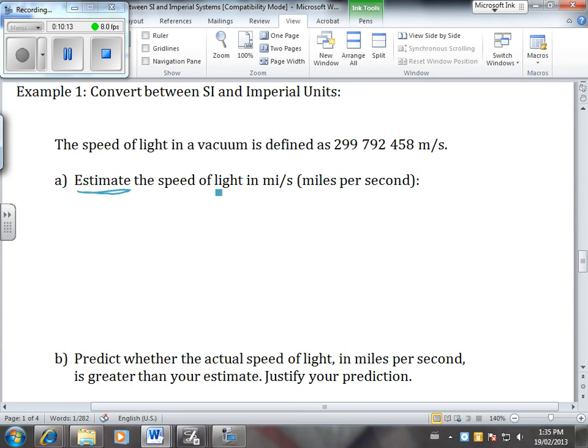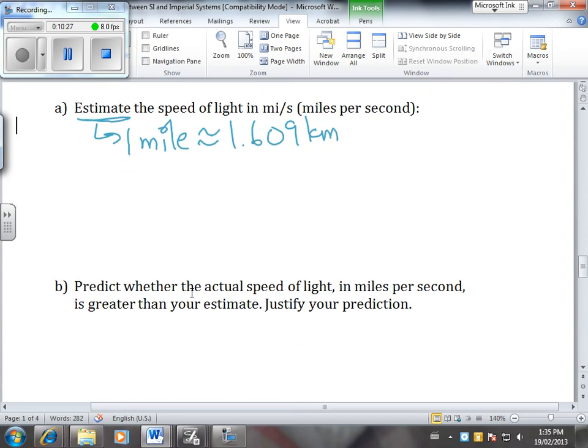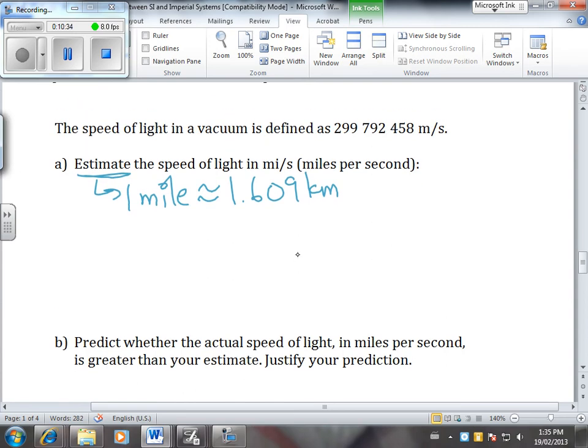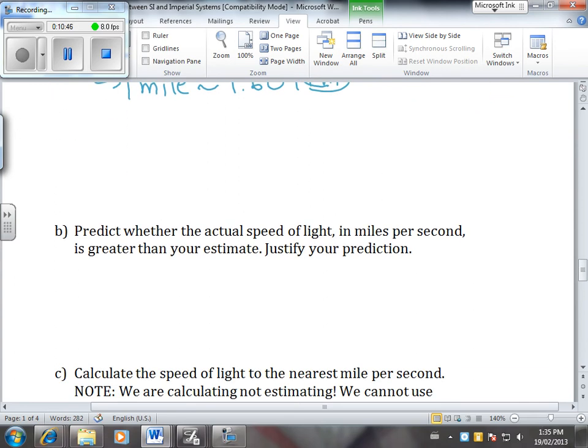So we can write this down here. 1 mile is approximately 1.609 kilometers. And then let's start with our conversion factor. Okay, so first, since we start in meters per second, this is meters per second, and we want miles per second, and here we have kilometers. First, we have to convert meters to kilometers.